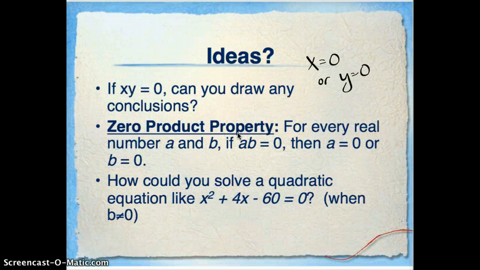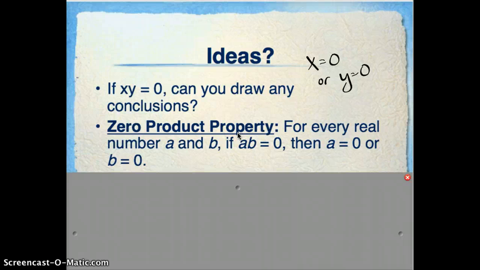This is called the zero product property. The zero product property says for every real number a and b, if a times b equals 0, then a equals 0 or b equals 0. So one of those two numbers has to equal 0.